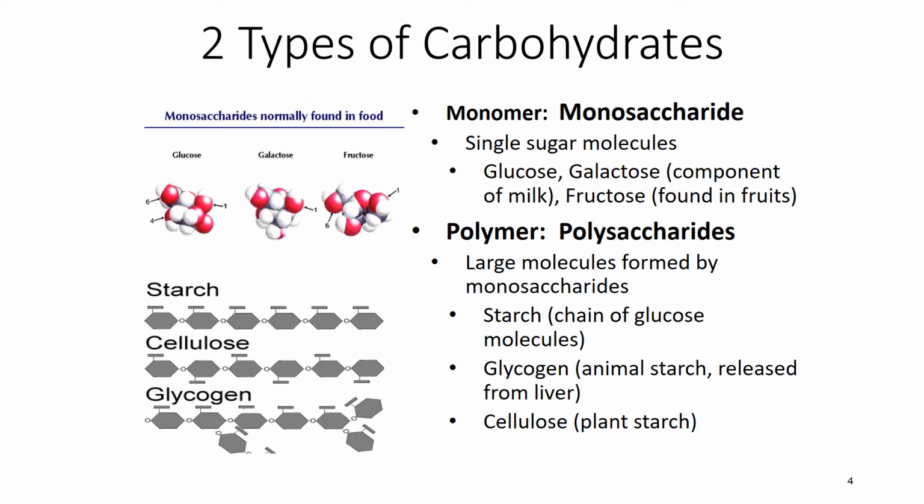So the polymer, it's easy to remember that this is a polymer because it starts with poly, are the polysaccharides. They're going to be the large molecules. The main ones that we talk about are starches. Starches we eat a lot in our foods like potatoes, rice, breads, pasta, any type of grain typically contains a lot of starches.